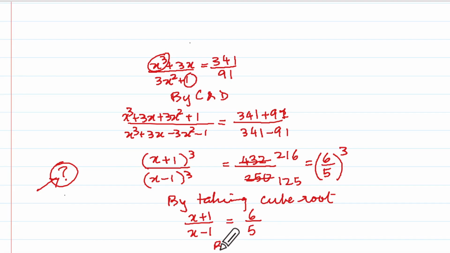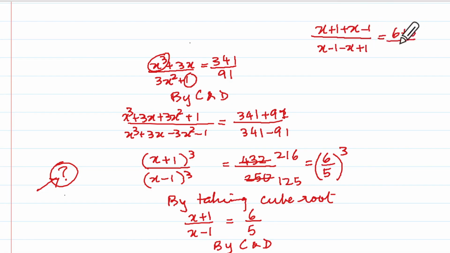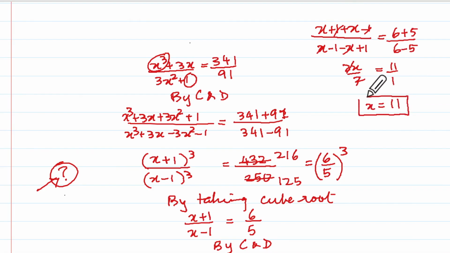Now here again you'll do by componendo and dividendo. Okay? Don't say that I can cross multiply. Preferably you should do this: add the 2, write it, and then subtract this and write it. So 6 plus 5 upon 6 minus 5. So that will give us 2x upon 2 is equal to 11 upon 1, because they said use properties of proportion. So I would like to use the properties of proportion till the last step.